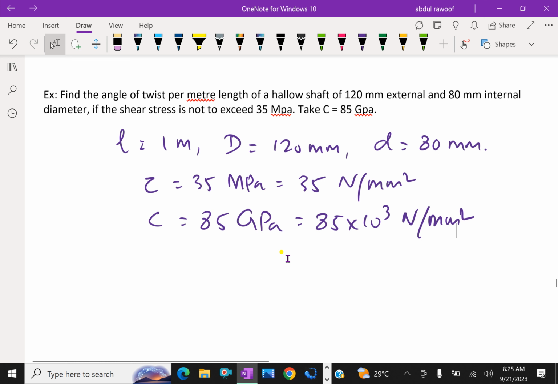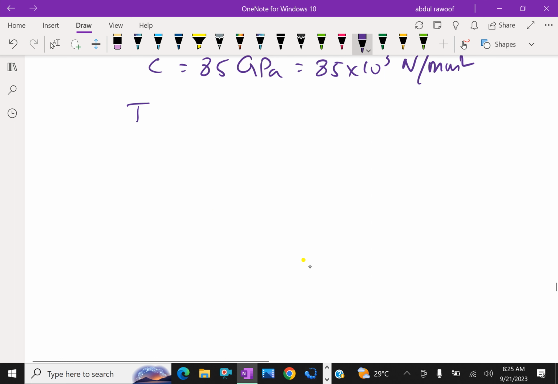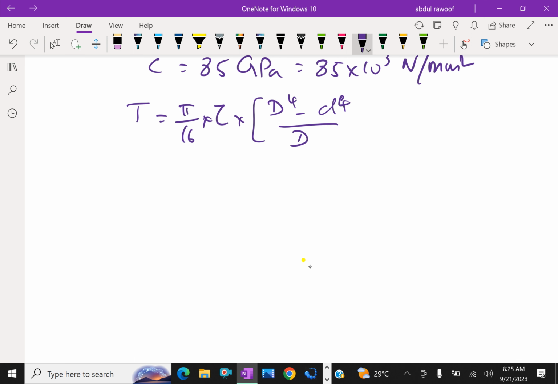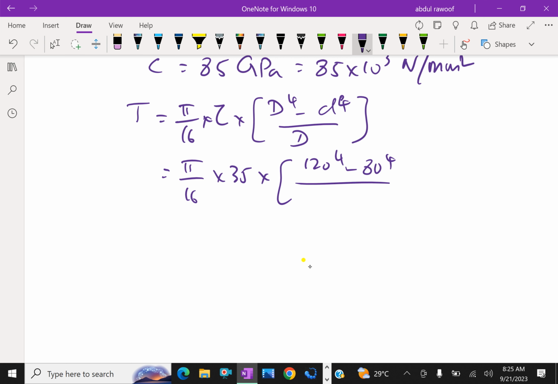Now apply the torque formula. This is a hollow shaft, so T equals pi by 16 into tau into D power 4 minus d power 4 over D, equals pi by 16 into 35 into 120 power 4 minus 80 power 4 over 120, which by calculation gives 9.525 into 10 power 6 Newton mm.